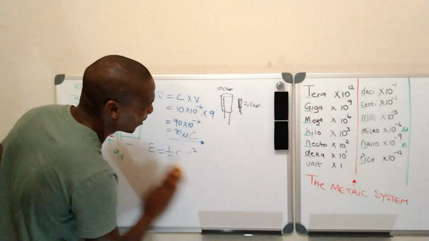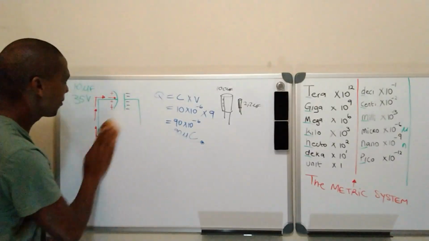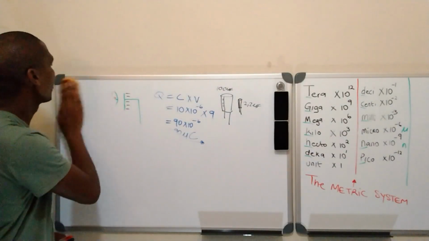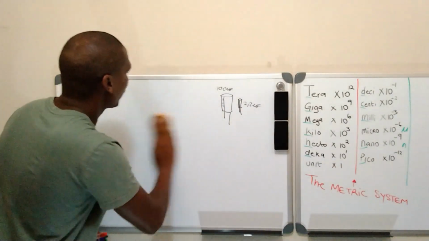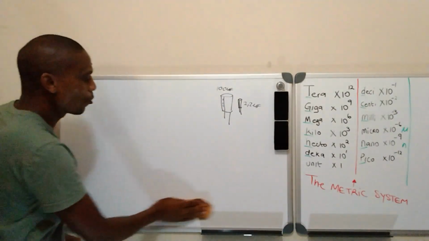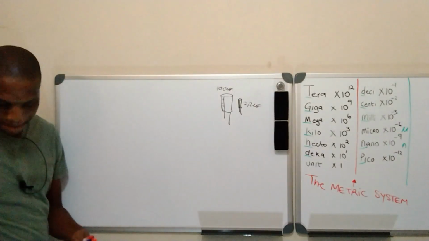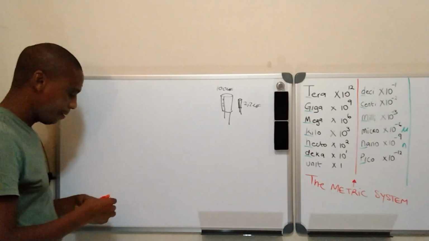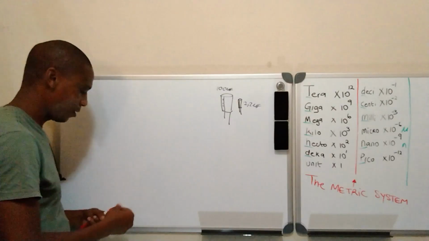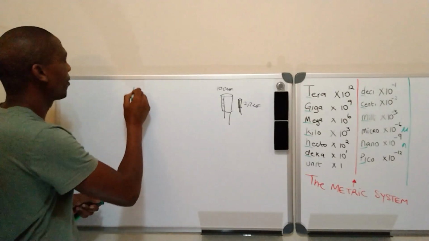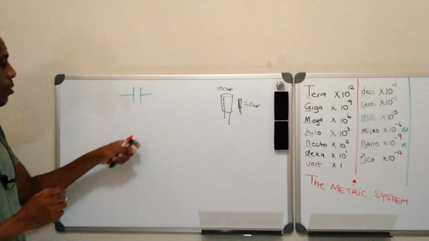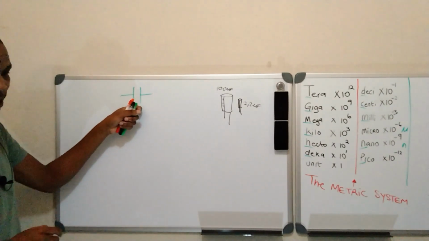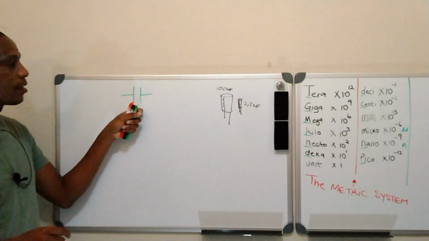Okay, let's check why it is like that. Remember, inside the capacitor there are two plates, right? Yes, sir. We have two plates inside, must be. So these plates help us determine the value of the capacitance, right?